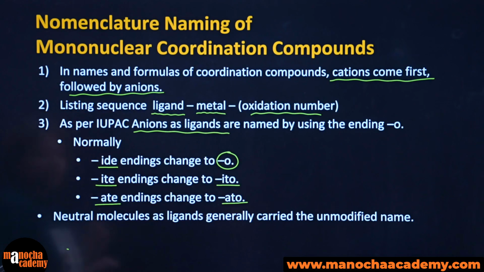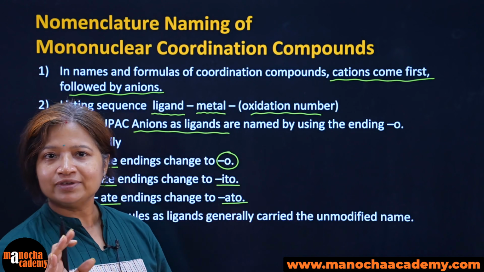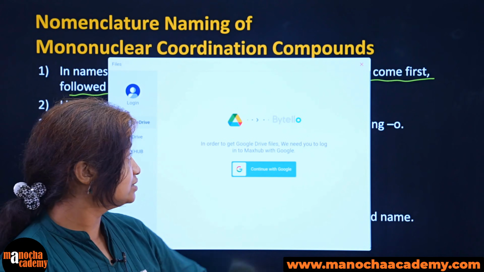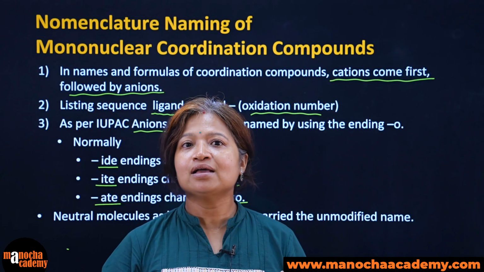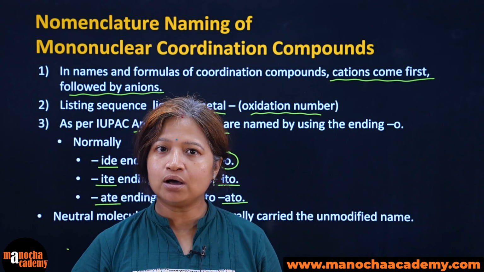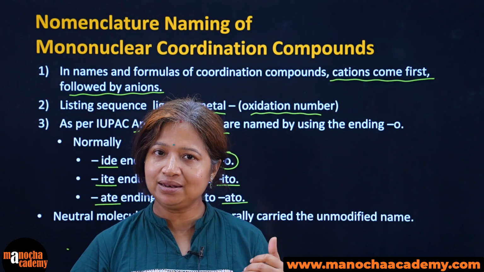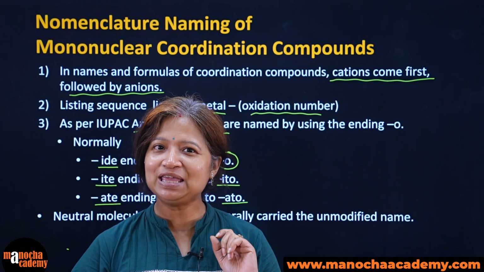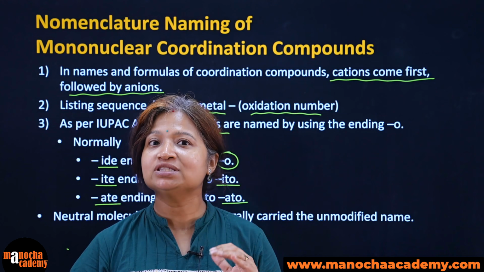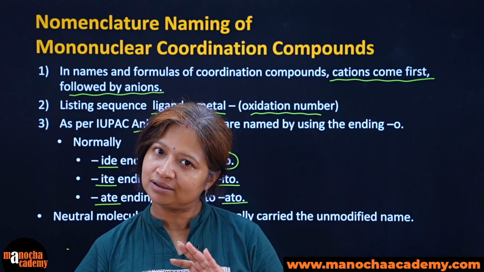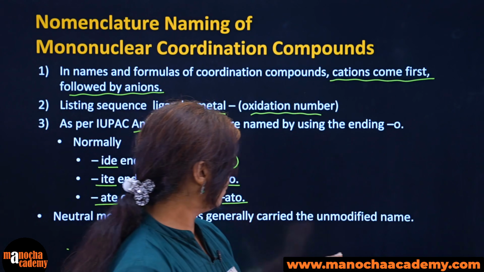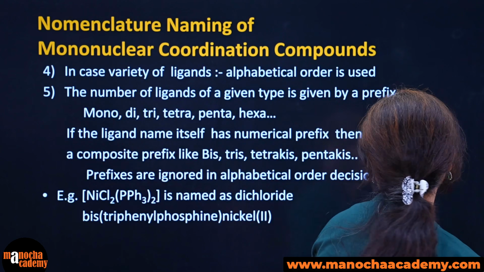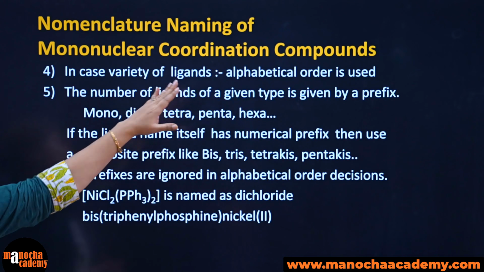Okay. Now, neutral molecule ligand, we have modified names like we discussed, like water is aqua, NH3 is ammine, then NO, nitrosyl, CO, carbonyl. So, they have different names which you have to go through and remember the names.